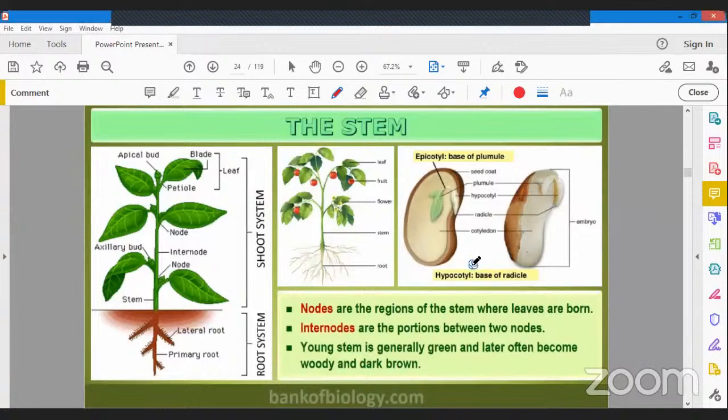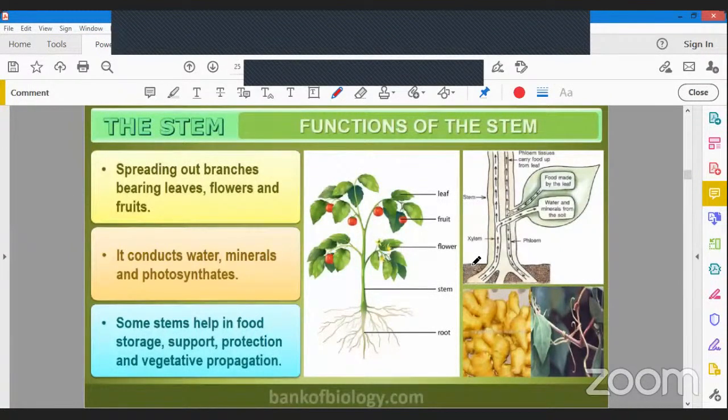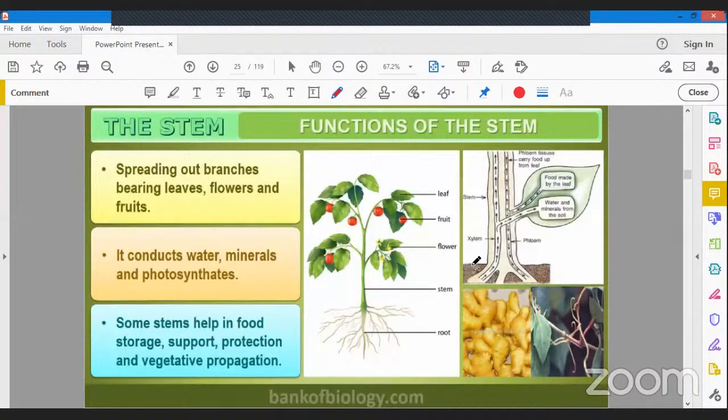Done? Now, what are the functions of the stem? It is above the soil, so it will help in spreading out of branches, bearing leaves, flowers and fruits. It conducts water, minerals and photosynthates. The food produced in the leaf, it helps to transfer to other places. Then some stems help in food storage, support, protection and vegetative propagation. It helps in all these. So take it down.